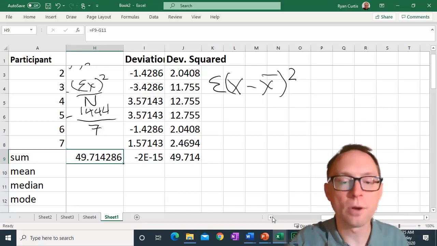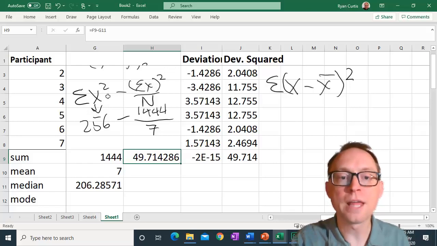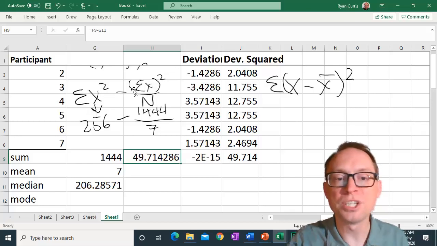Now, the only reason why we really go through this is because you're going to see this formula, the sum of x squared minus the sum of x squared over n. You're going to see that used in different formulas. You just need to know that that is the sum of squares. This is the sum of squares.